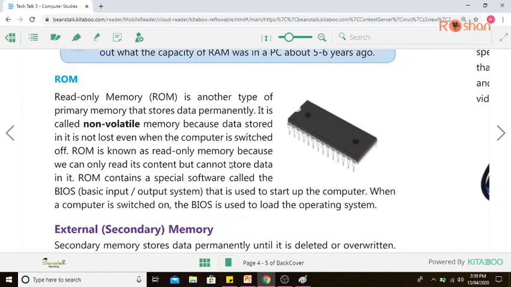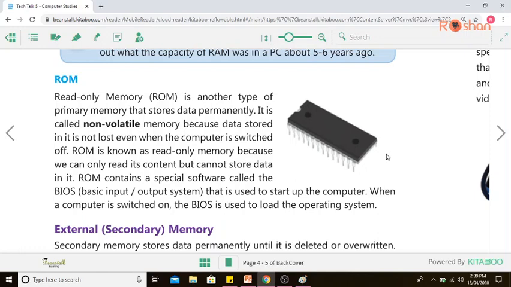Okay, next one is the ROM. This picture is showing the ROM memory. Read only memory means there is no option to write. There is some standard code already inside that memory, that chip, and only that standard code is executed again and again, the same way.